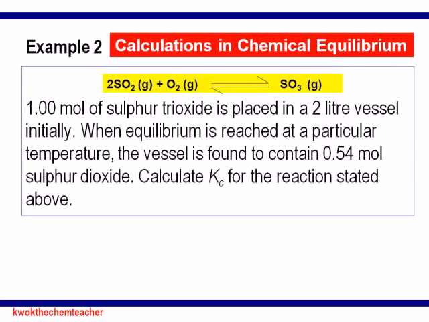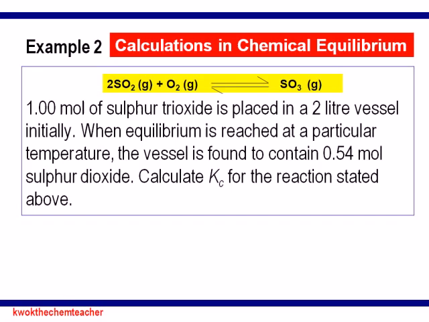Now for example 2, we will talk about more calculation in chemical equilibrium. Notice that in example 1, I did not give you the Kc value. That's because it could be easily substituted. But for example 2, we are talking about sulfur dioxide and sulfur trioxide equilibrium system. Instead of like in example 1, where we started off with the reactants on the left hand side, this time round, this example starts off with a substance that's only found on the right hand side. So 1 mole of sulfur trioxide is placed in a 2 liter vessel initially.